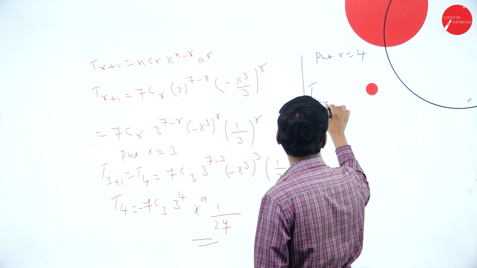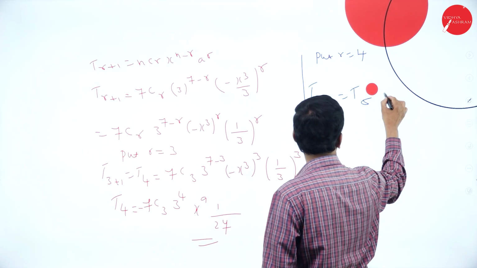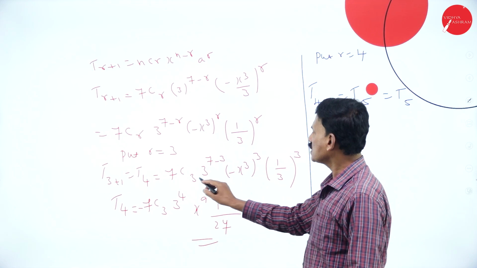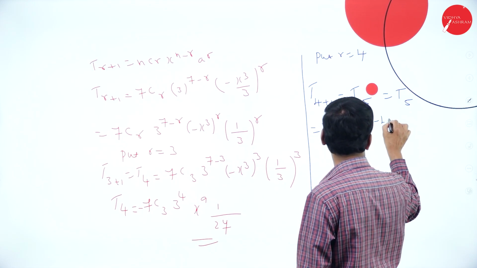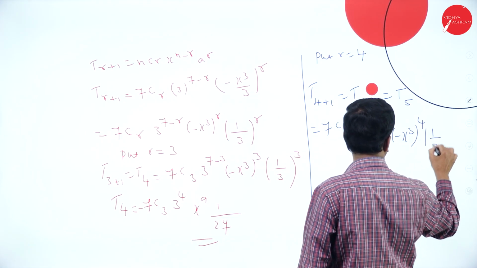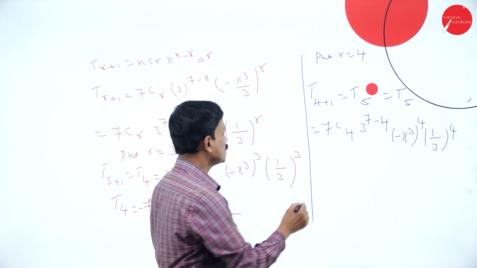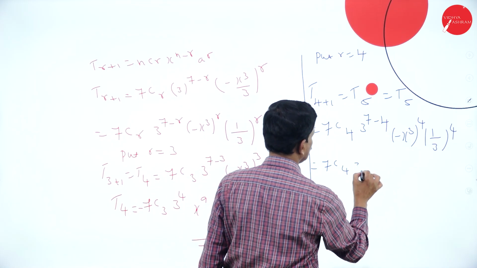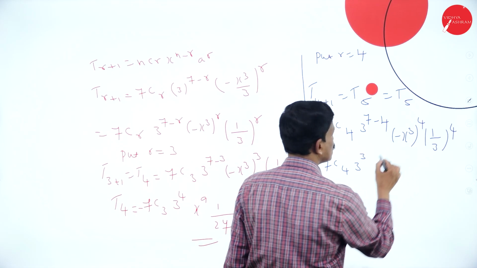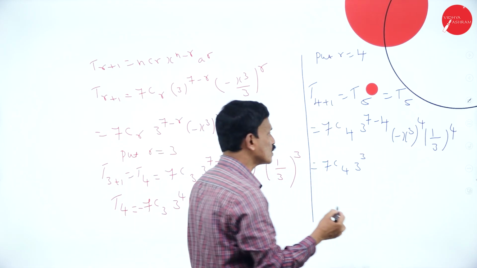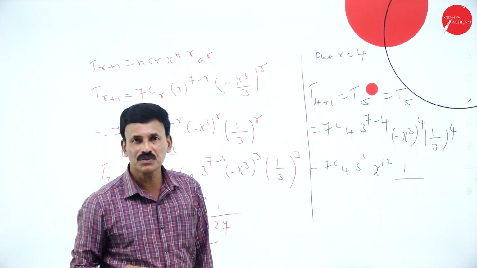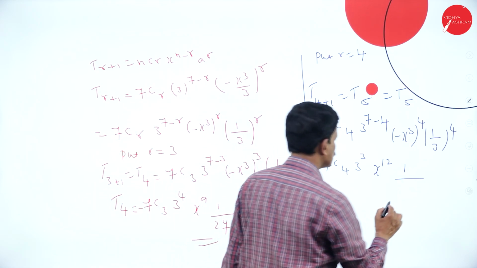You will get T4 plus 1, that is T5 is equal to, substitute here, that is 7C4, 3 to the power of 7 minus 4, minus x cube whole to the power of 4 into 1 by 3 whole to the power of 4. That's it. Now, this is 7C4, 3 to the power of 7 minus 4 is 3 cube, and minus, if you multiply minus 4 times, you will get plus, x cube whole raised to 4 is nothing but x to the power of 12 into 1 over 3 to the power of 4. 3 3 is 9, 9 3 is 27, 27 3 is 81.